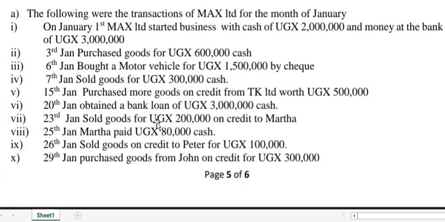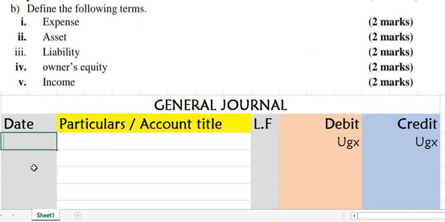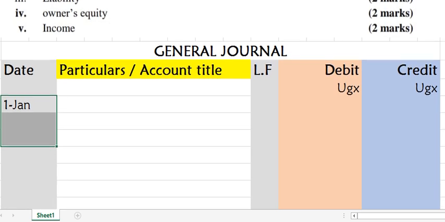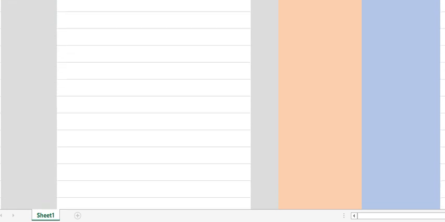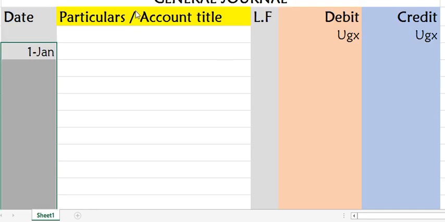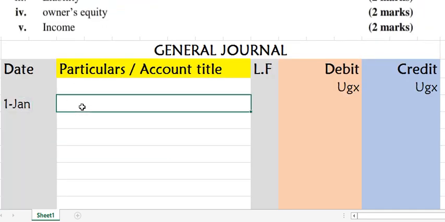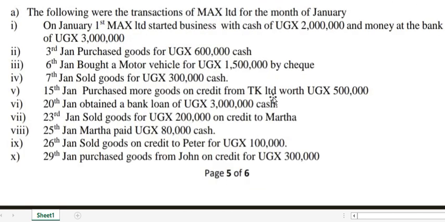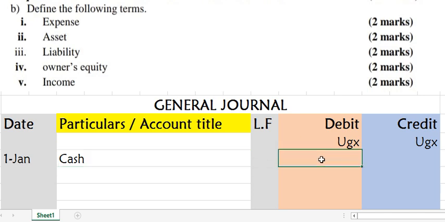So for the very first transaction, on 1st January, we see the business is starting. Max Limited is starting a business with cash at hand, and some cash at bank. So a debit entry has to be made in the cash account. How much is cash? Cash is 2 millions. So I have to debit 2 millions.